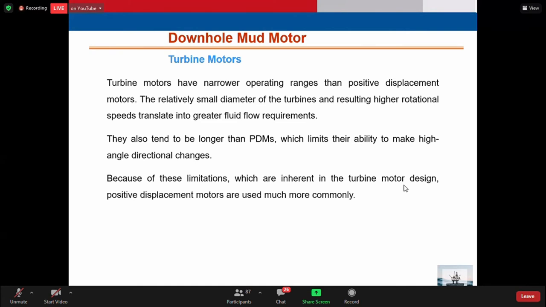Because of these limitations, which are inherent in turbine motor design, positive displacement motors are most commonly used for directional deflection tools than the turbine motors.